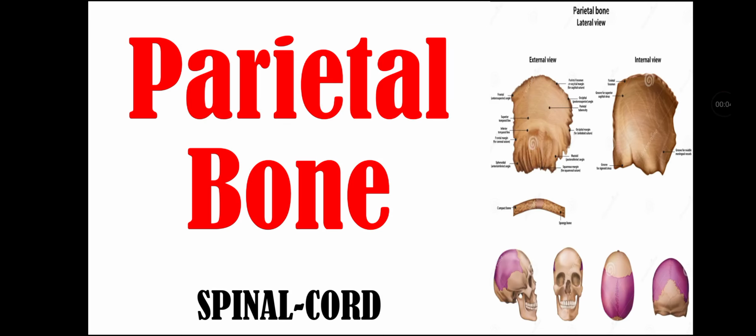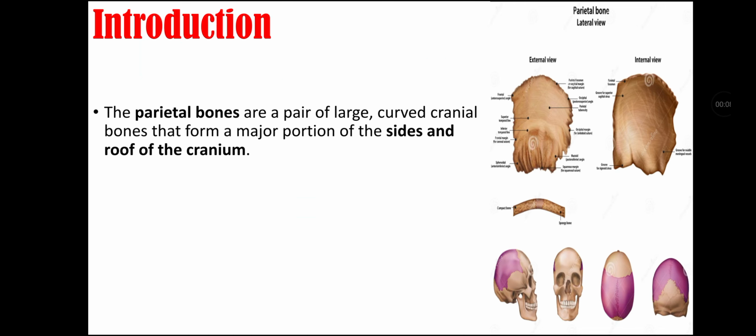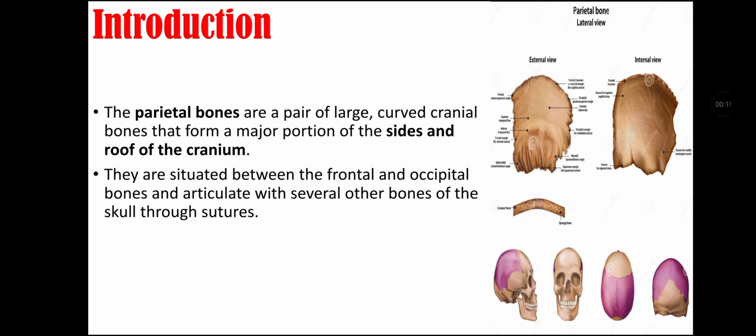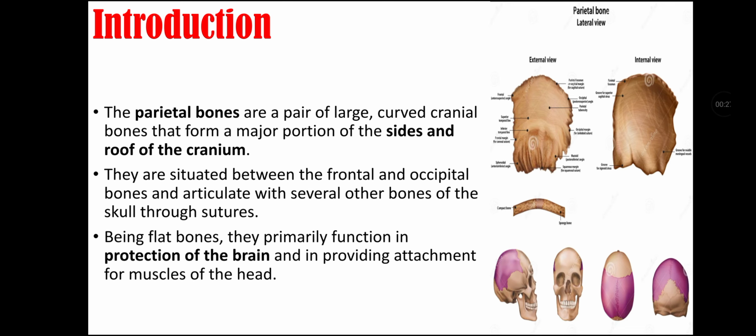Today we are going to talk about the parietal bone. So let's start our topic with the introduction. Parietal bones are a pair of large curved cranial bones, as you can see in the diagram. They form a major portion of the sides and roof of the cranium. They are situated between the frontal bone and occipital bone, and they articulate with several other bones of the skull through the sutures. Being a flat bone, the primary function is in the protection of the brain and in providing attachment for muscles of the head.